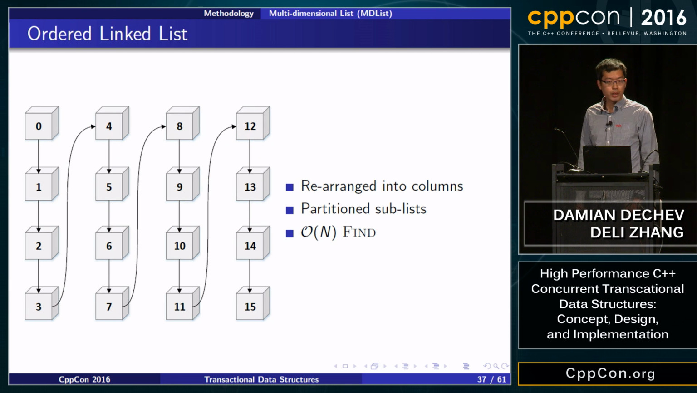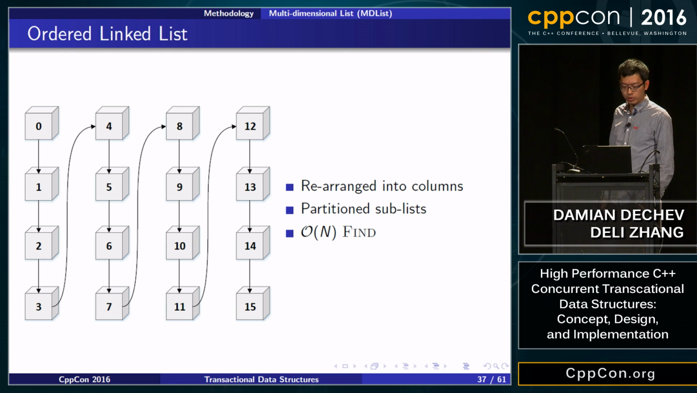Now, the intuition behind MDList is simple. Here is a linked list, and the insert and delete functions on the linked list are very efficient, requiring only one CAS update on the pointer. But the search is linear, which is not ideal for a large key space. What we can do is rearrange the linked list into shorter sublists and do the search within each sublist. In this example, we have 16 nodes, so we arrange the linked list into 4 columns. What if we could first determine which column a key belongs to and do a linear search within that column? That would be much faster.